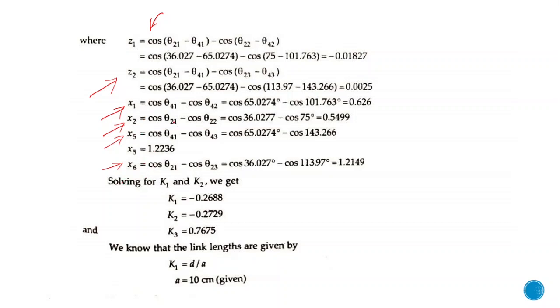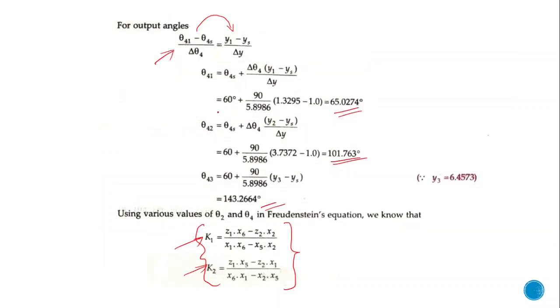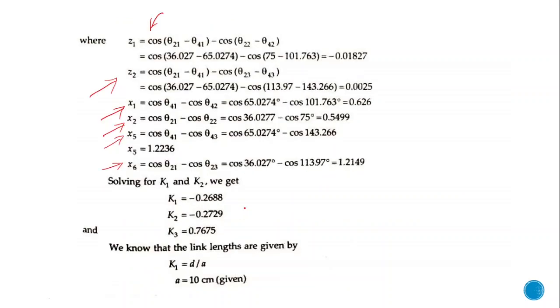Then we can apply these values of Z1, Z2, X1, X2, X5 and X6 in the previous two equations. We can have two different equations, and we can solve those equations for k1, k2 and k3. We can calculate k1, k2 and k3.